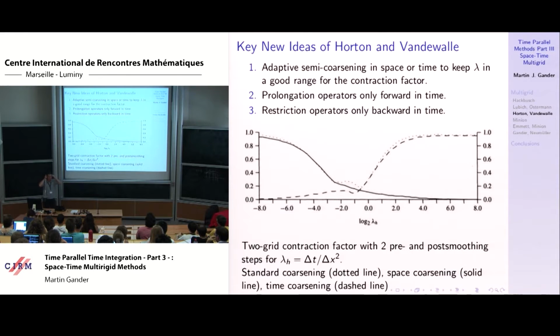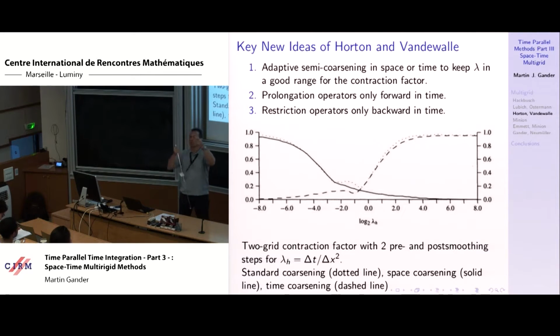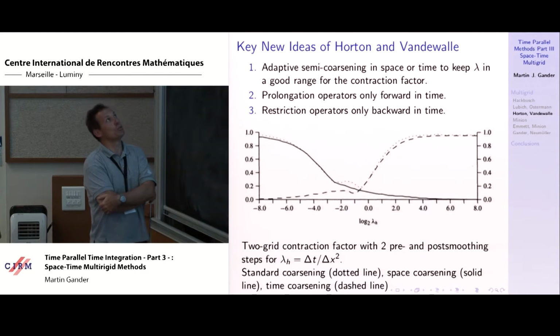There are key new ideas in this paper by Van der Vegt and Horton. The first one is you do adaptive semi-coarsening in space and time. So you try to coarsen by a factor of 2, but as soon as your lambda is getting out of the range where it's working, you don't coarsen in time anymore. Or if you're on the other end, you don't coarsen in space anymore. You navigate so your lambda is always in the middle, because there you know you have contraction. So it's an adaptive coarsening, depending on which coarsening you can do and which you should not do.